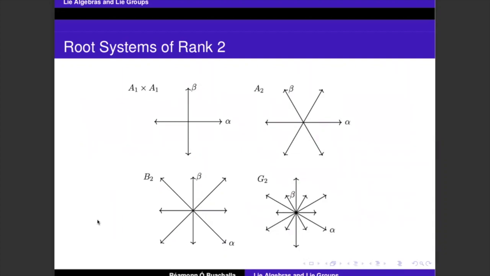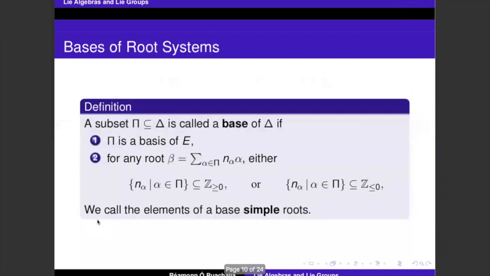But the idea of linear independence is quite useful. So we're now going to introduce something called a base of a root system. You can think of that as being like an analog of a basis for a vector space. So it should be something from which you can generate all of the elements of your root space as linear combinations.